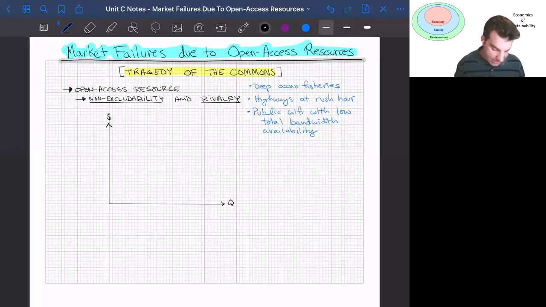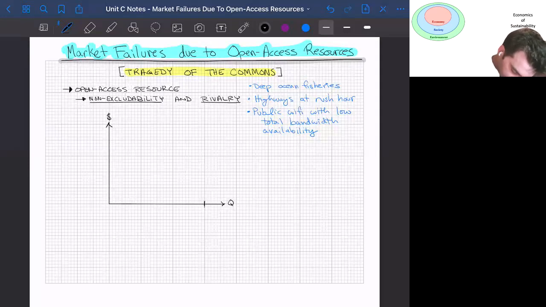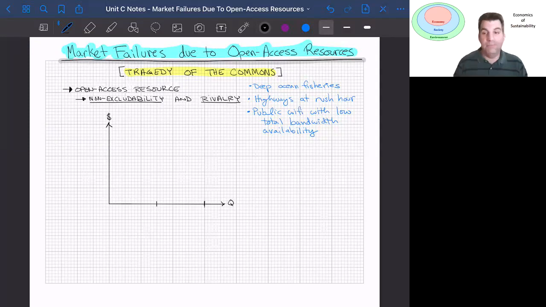I'm going to make some marks here at about the halfway point. So what I'm saying is, what if I've got a resource that once I start exploiting it, I get some benefit from that exploitation. That benefit is going to peak at some point.